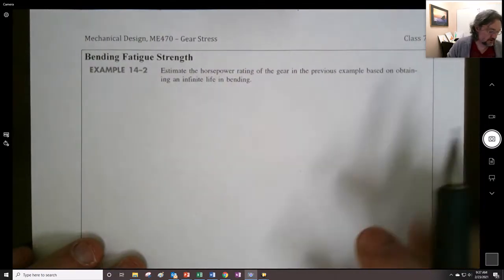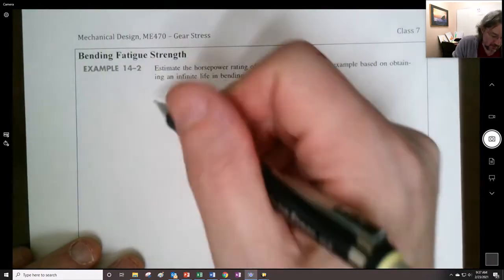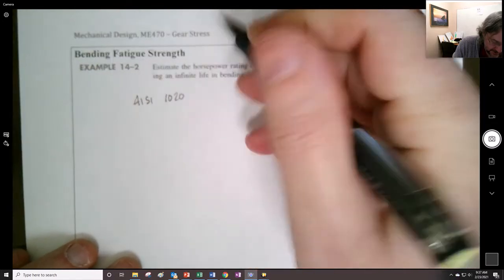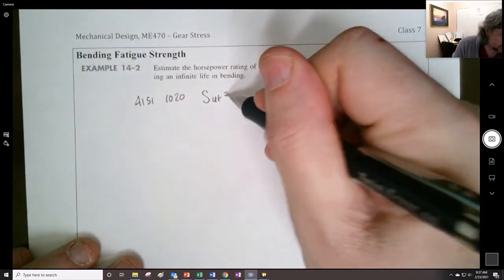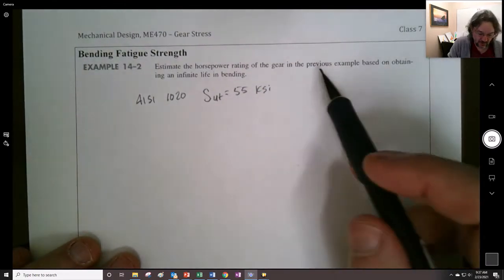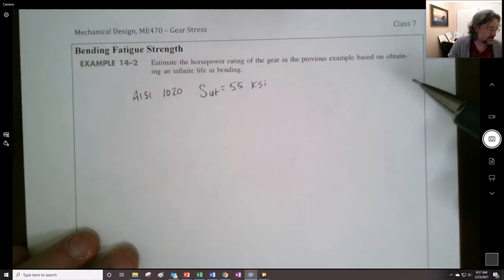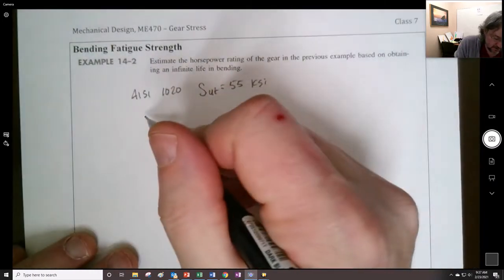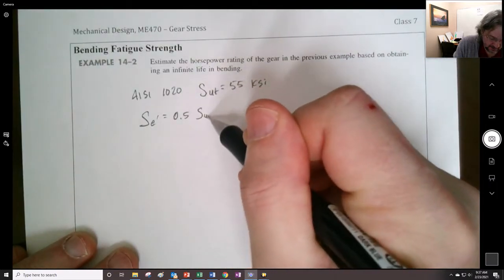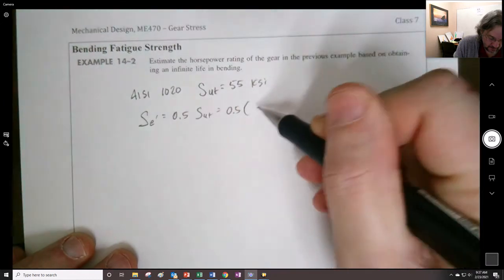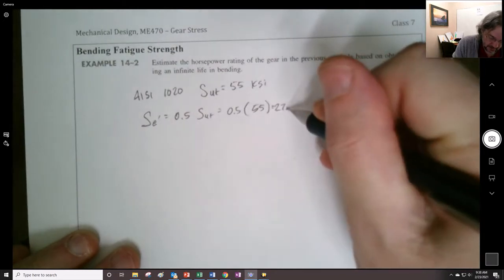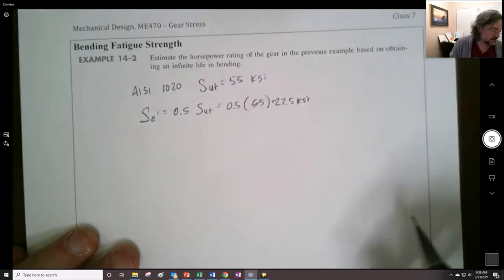Okay, so now we should have looked up the AISI 1020 steel. We would have found that the ultimate strength was 55 KSI, so we needed that from the previous one. So we're looking to try to do this based on fatigue. What we start out with, we know that the Se prime is going to be 0.5 times the ultimate strength. So obviously we get 27.5 KSI. Easy enough. Now some of the difficulties come.